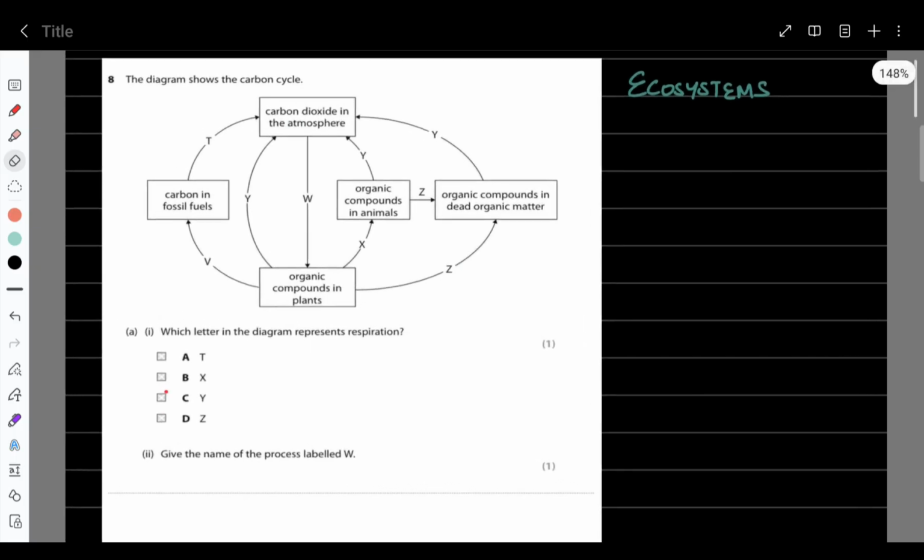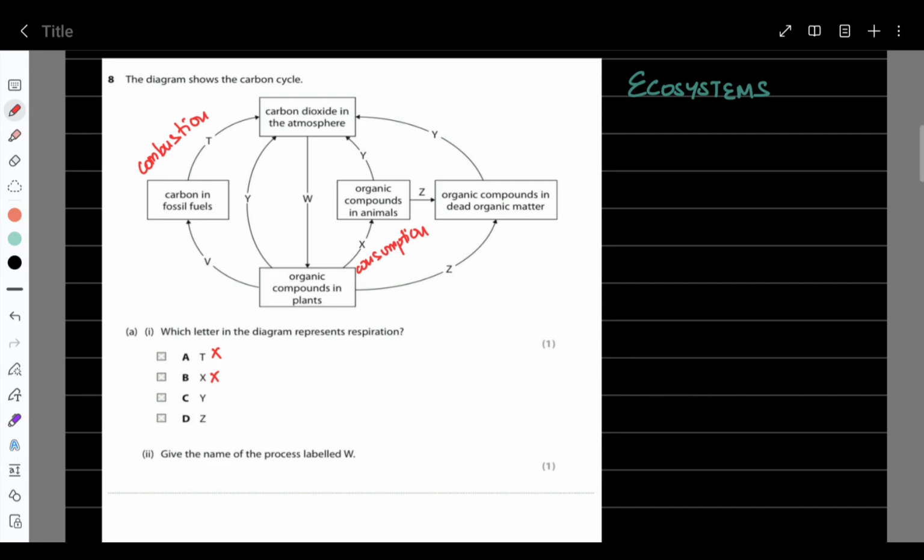First, let's look at T. T says that carbon in fossil fuels turns into carbon dioxide in the atmosphere. So this is the process of combustion. So this is not possible as the answer. Then let's look into X. The organic compounds in plants have been consumed by the organic compounds in animals. So this is consumption. X is not correct. Now we are left with Y and Z.